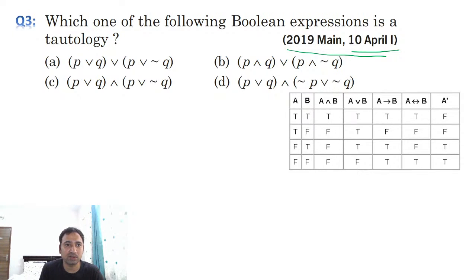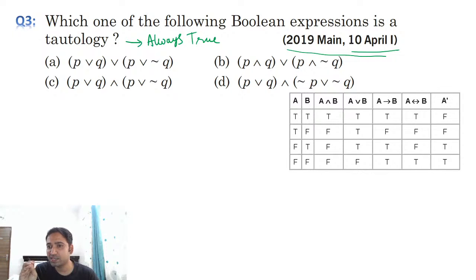Guys, what is meant by tautology? Tautology means always true. So which of the following is giving always true? That's what he's asking. That means whatever substitution you take, whether you take true, true, false, false, whatever you take, it should give always true. So we'll take false, false, or true, false, anything is fine. Let's take true, false. So let's take the first substitution as P equals true and Q equals false.